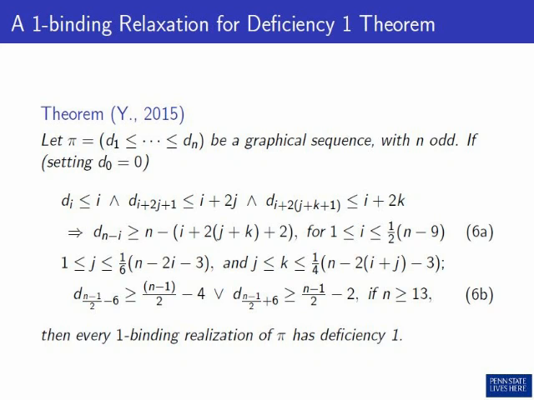In fact, these first two here are exactly the same as the one factor, and then we have this additional inequality to check in the antecedent. And then here, the consequent is a little bit modified because now we have 3 parameters, i, j, and k, to work with. So we have some extra conditions to check, and then these two inequalities in addition to that, if n is bigger than or equal to 13. So all the one binding realizations will have deficiency 1.